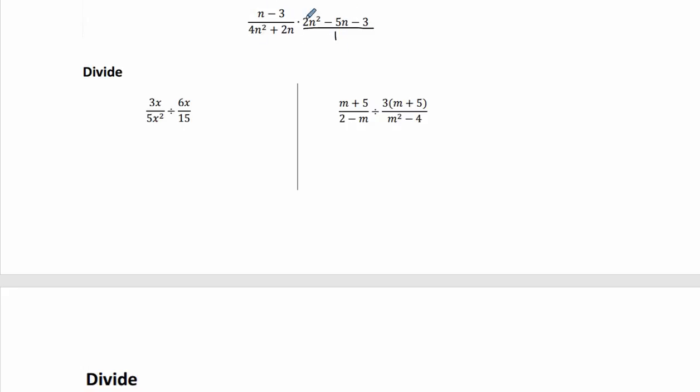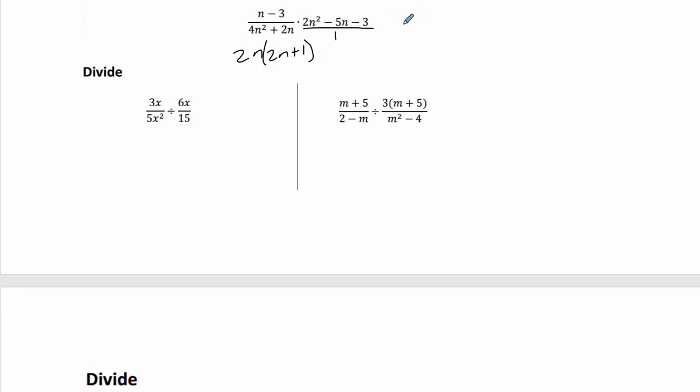Now, what do I got to do? I want to try to simplify. I can't do anything up here. I can't factor n minus 3. I can't make it smaller, but I can make 4n squared plus 2n smaller. What can I take out? I can take out a 2 and an n. They both contain a 2n. What's left? 2n, because these two multiplied give me that, plus 1, because 2n times 1 is 2n.